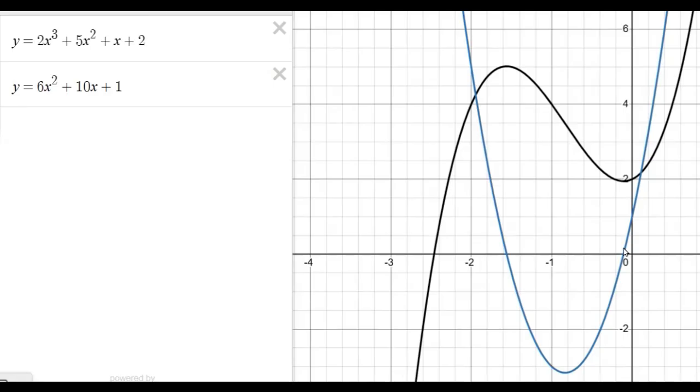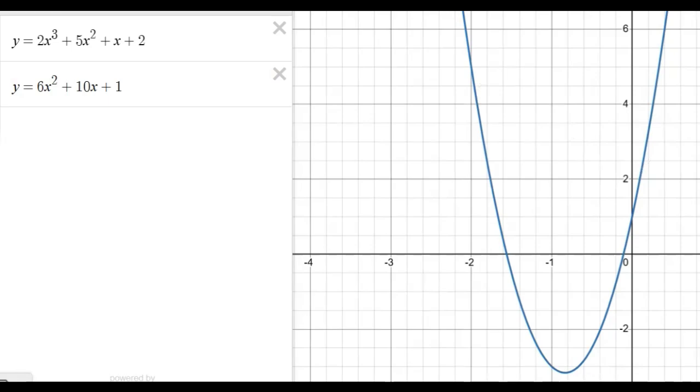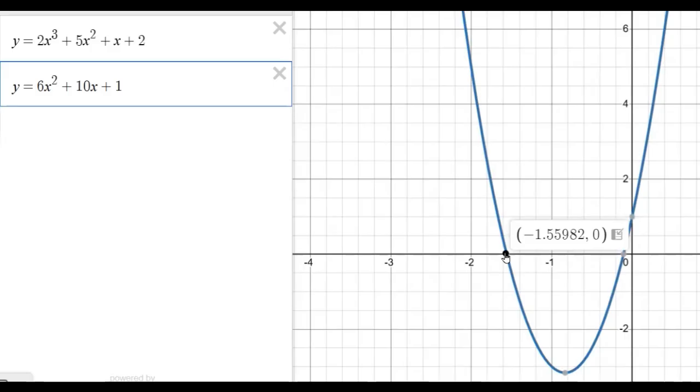So I'm going to turn off the original function so we can hone in on what we need to say. The question was, what are the intervals where the original function is increasing or decreasing? So what that means is find the intervals where the derivative function is positive and negative. So all the way to this x-intercept right there, which is minus 0.555, the function is increasing. The original function is increasing because the derivative is positive.